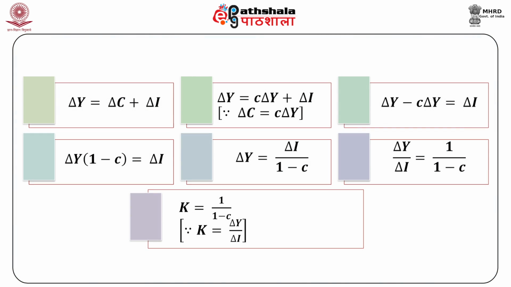Delta Y is equal to delta C plus delta I. Delta Y is equal to C into delta Y plus delta I. Since delta C is equal to C into delta Y, then delta Y minus C into delta Y is equal to delta I. Moving on further, delta Y in bracket 1 minus C is equal to delta I, where delta Y is equal to delta I upon 1 minus C. Delta Y upon delta I is equal to 1 upon 1 minus C. K is equal to 1 upon 1 minus C, since K is equal to delta Y upon delta I. Here C is the marginal propensity to consume.